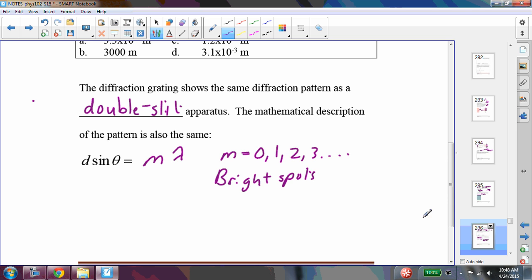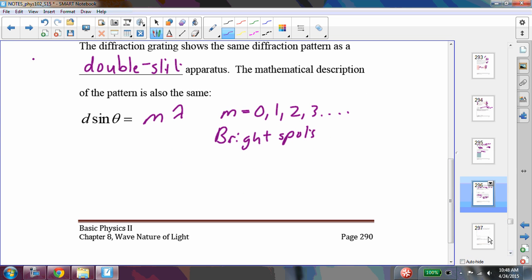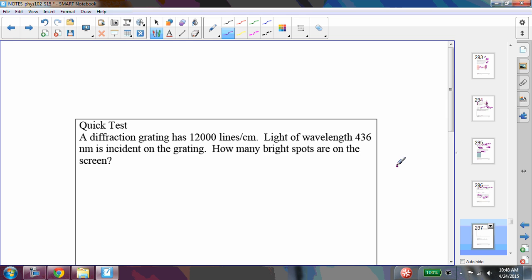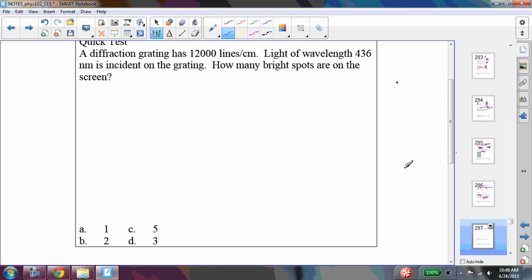Let's see, I think you have a little practice question here you can do on your own. Here I want to know how many bright spots are on the screen. I'm going to help you out with this just a little bit because I want you to think about this. I'm going to draw it as a diffraction grating, because this is physically what you have: a whole bunch of slits like that. They would be really close together. In fact, the distance between the slits is very, very small.